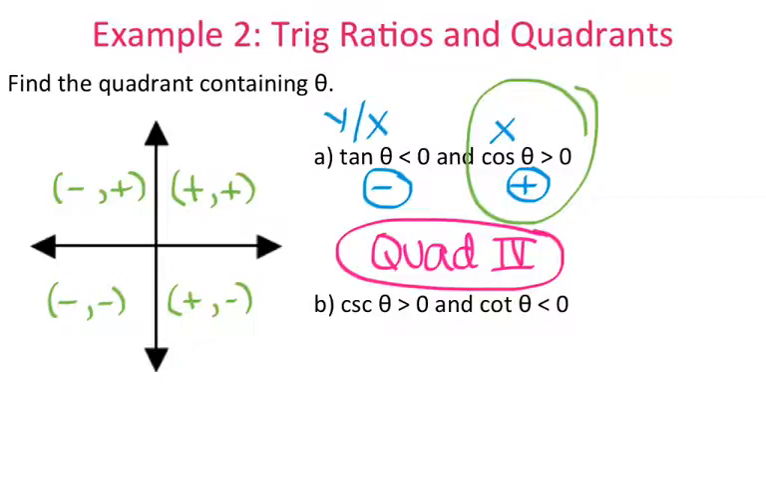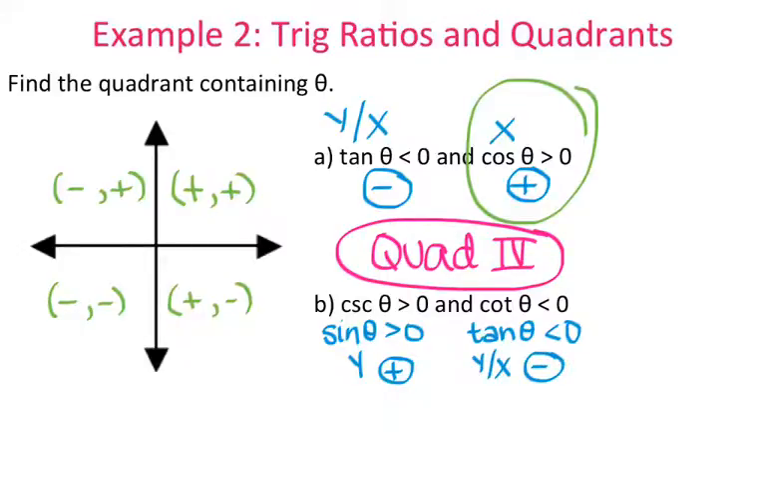All right. Cosecant of theta is the reciprocal of sine. So what I'm looking for is my sine of theta. I'm going to write this down. I want sine of theta to be positive. Sine is my y-coordinate. So I'm looking for the quadrants that have a positive y-coordinate. Cotangent matches up with tangent. And I want my cotangent to be negative, so that means tangent also has to be negative. So that means when I take my y-coordinate over my x, that needs to be negative.